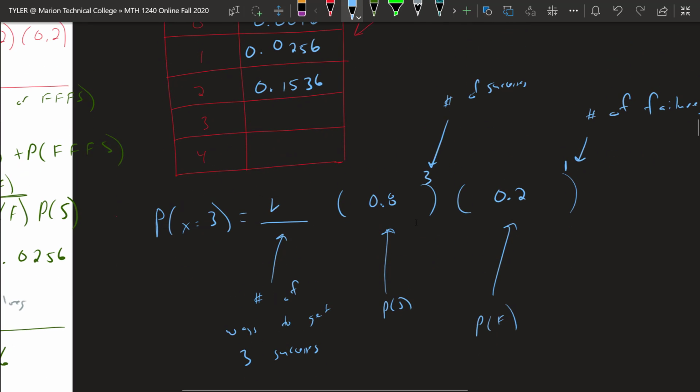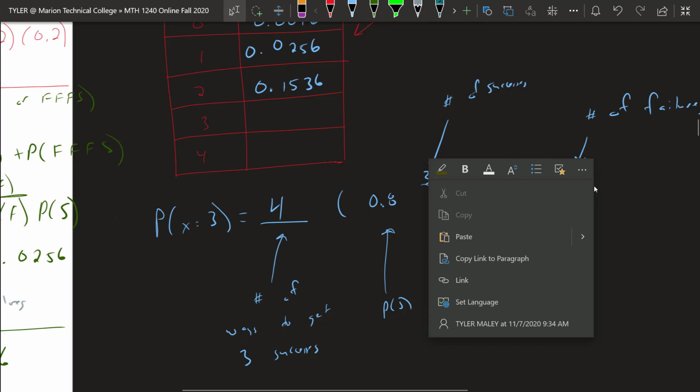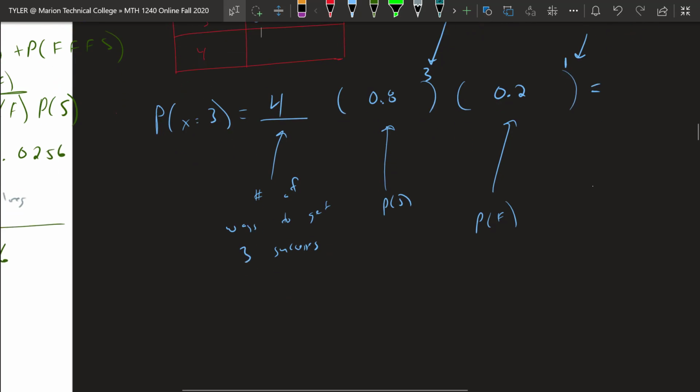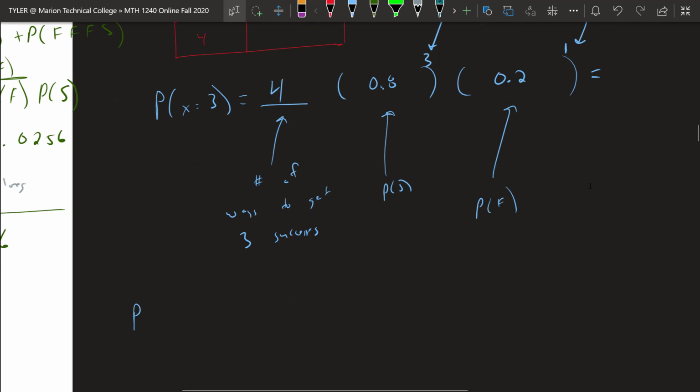Right, so this value is 4. So we're able to fill that in. So if you multiply that in your calculator, you should get 0.4096. Right. So then lastly, the probability that x equals 4, right?